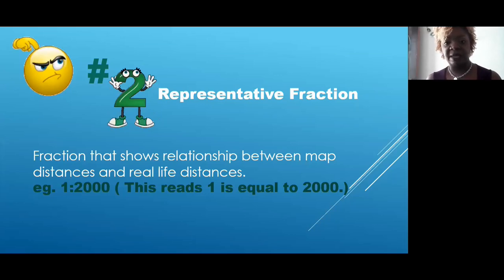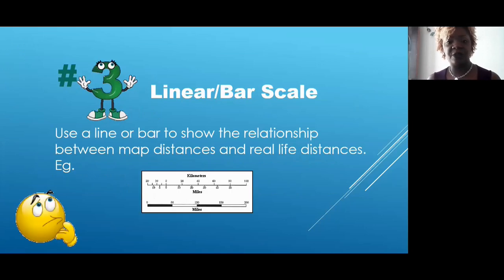And our next, a third one, would be the linear or bar scale. Now this is very popular, and this is pretty much what's mostly tested during our BJC examinations. And it pretty much says, use a line or bar to show the relationship between map distances and real life distances.